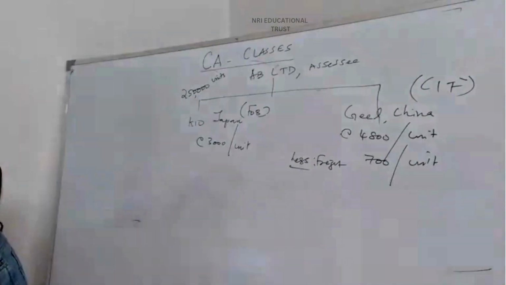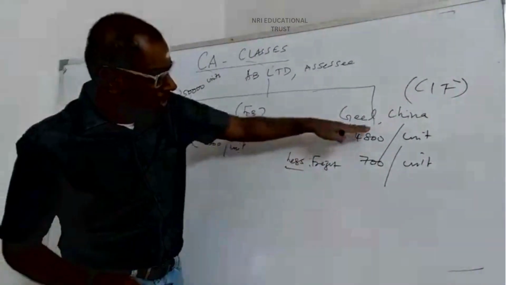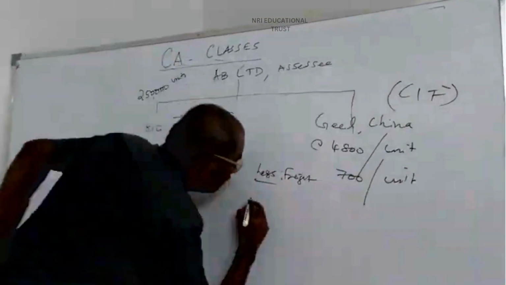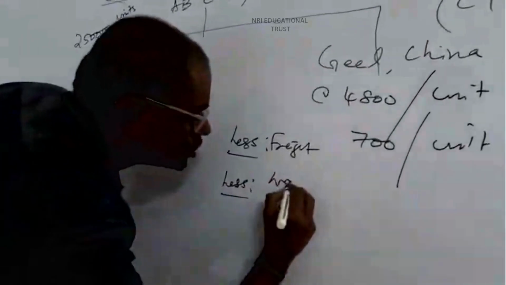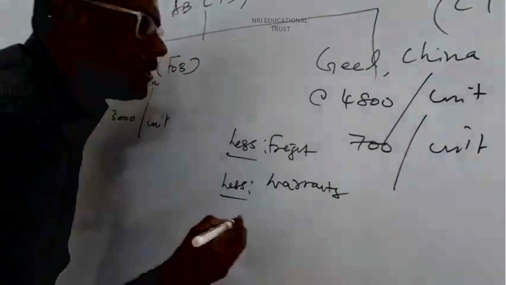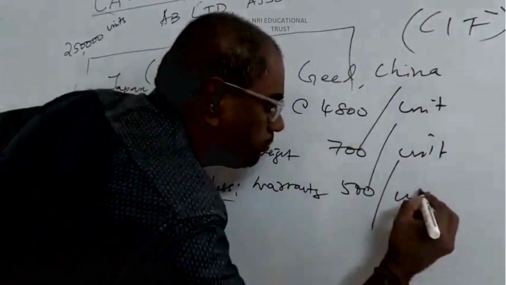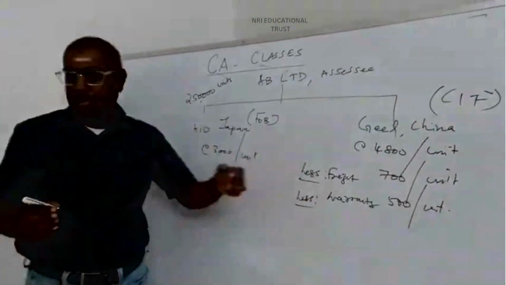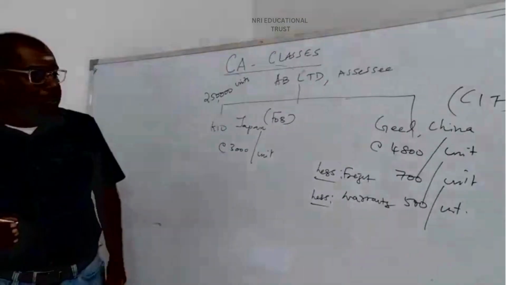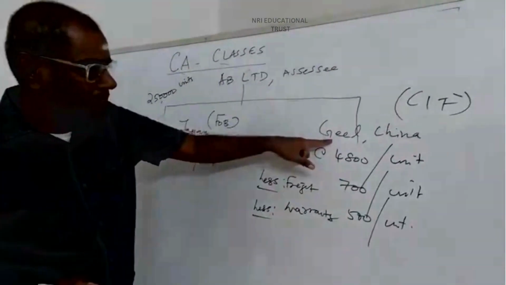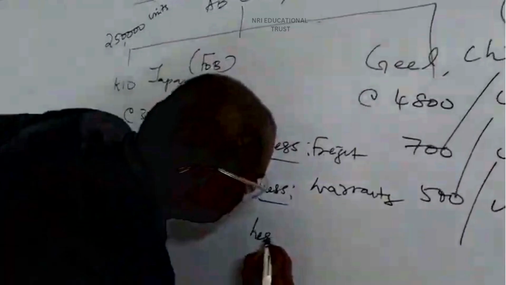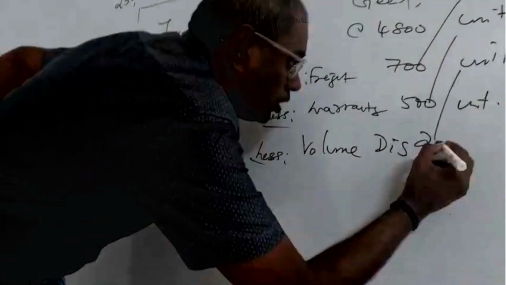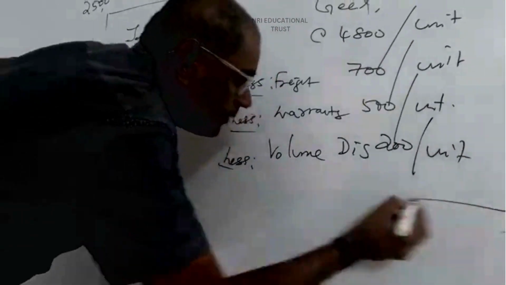The next, this will come with a free warranty for 2 years, whereas here there is no warranty. So how much is that difference? So warranty cost 500 per unit, again given in the problem. This is a functional difference between these transactions. And for Geel, they have given a volume discount, whereas here there is no volume discount. So volume discount 200 per unit given.